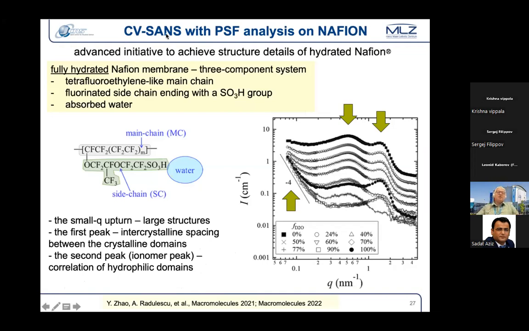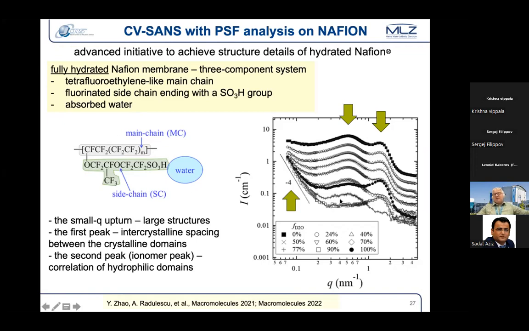So, contrast variation SANS with partial scattering function analysis on Nafion membranes. This is also a ternary system. We have the crystalline main chain, we have amorphous hydrophilic lateral groups, and we have water.